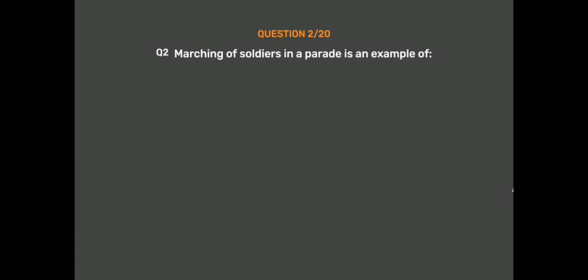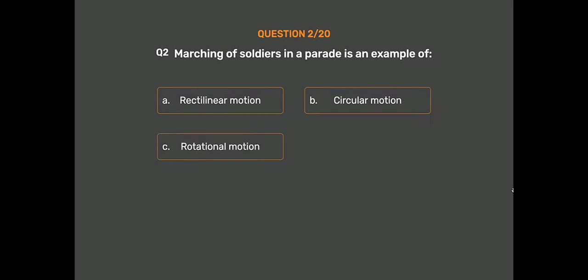Question number 2. Marching of soldiers in a parade is an example of option A. Rectilinear motion. Option B. Circular motion. Option C. Rotational motion. Option D. Random motion.